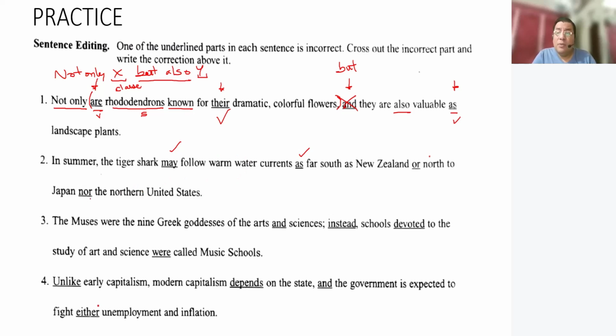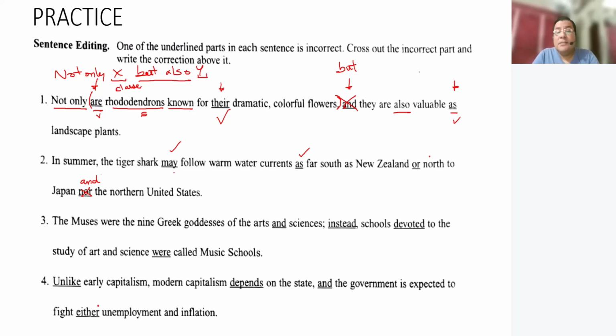Here there's something wrong with this nor, because nor is for joining together two negative concepts or ideas or words or phrases. But nothing is being negated previously in this sentence. So nor doesn't look good. We could say as far south as New Zealand or north to Japan and the northern United States. So better to change this for a conjunction and, in which we're just adding the two expressions.